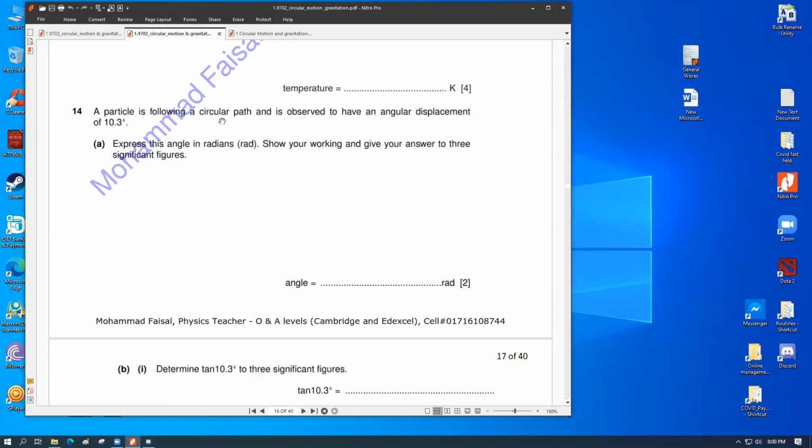A particle is following a circular path and is observed to have an angular displacement of 10.3 degrees. Express this angle in radians. Show your working and give your answer to 3 significant figures.